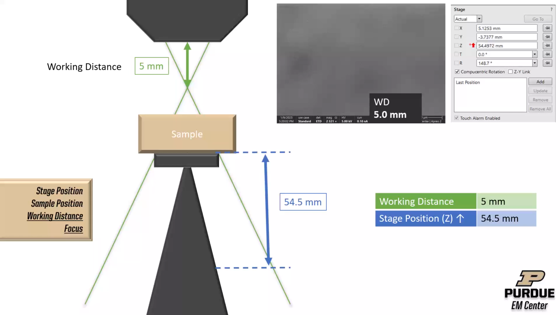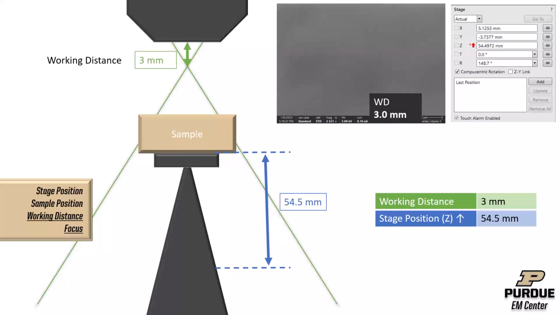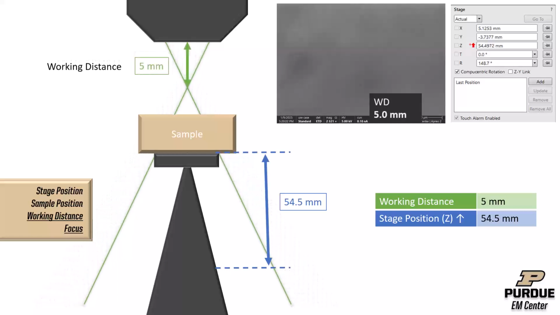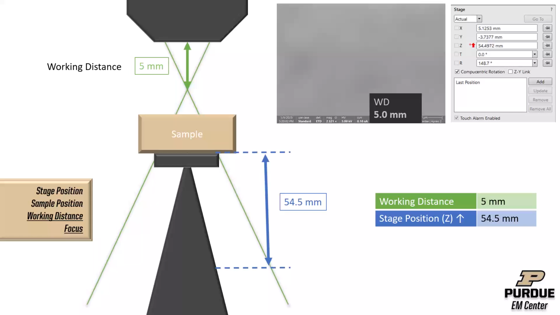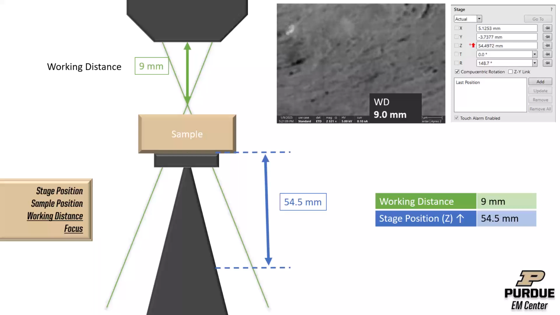But the important thing to notice here is that as I change that focus up and down from 3 millimeters to 5 millimeters, the sample doesn't move and the stage doesn't move. So you can see my stage position is not changing. As I start to get closer to being in focus, I can start to see some detail in the SEM image. It's not perfect, but I can start to make out some features of the sample. I'm still at 9 millimeters working distance. You can see in the diagram that the focal point of the beam still does not quite reach the sample, so that's why my image is not quite in focus yet.